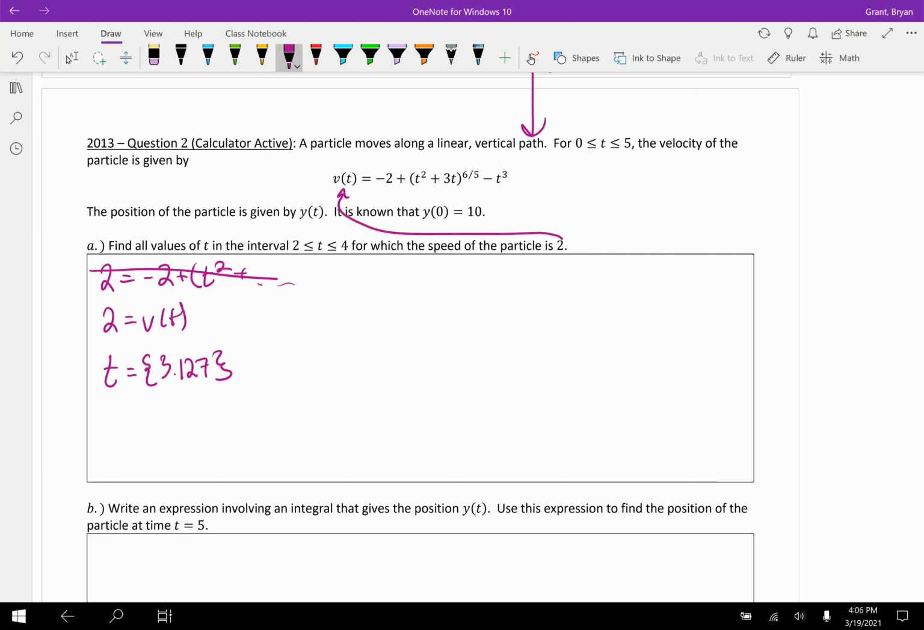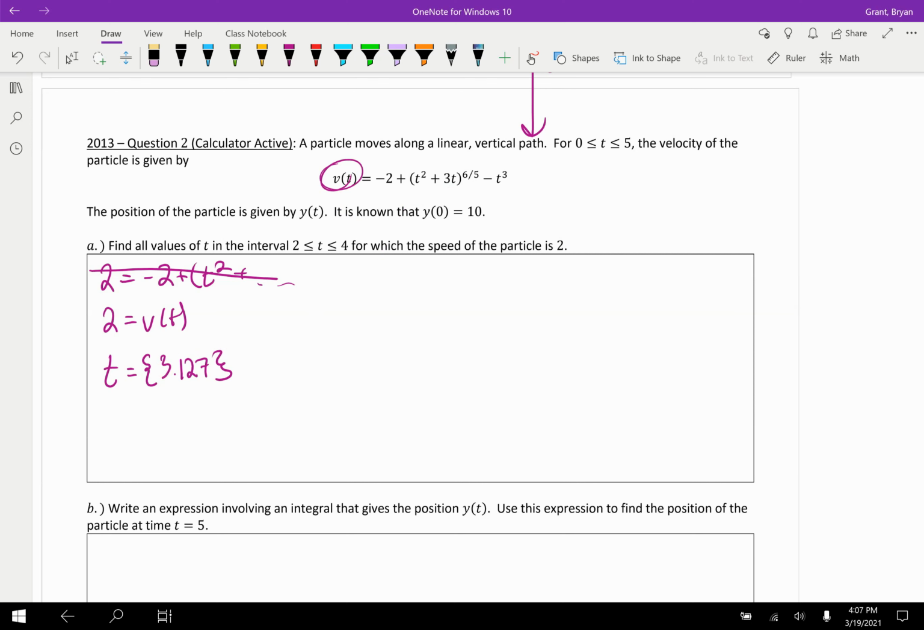Most of my students usually end up getting this point. But this problem is actually worth 2 points, or was worth 2 points in 2013. 1 point was the setup and the answer here, but those aren't all the answers. Because what we found here is when we substitute in 3.127 for all these values of t, we get an answer of positive 2. And you're like, isn't that what we want? Well, sure, that is when the particle is moving to the right at a speed of 2.